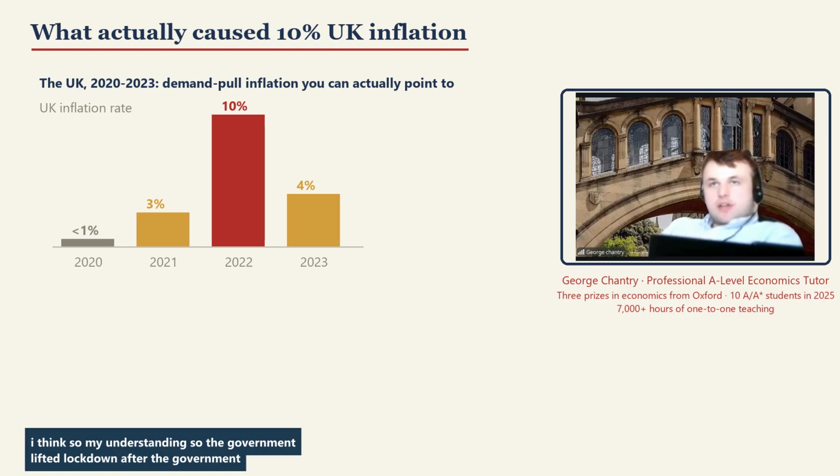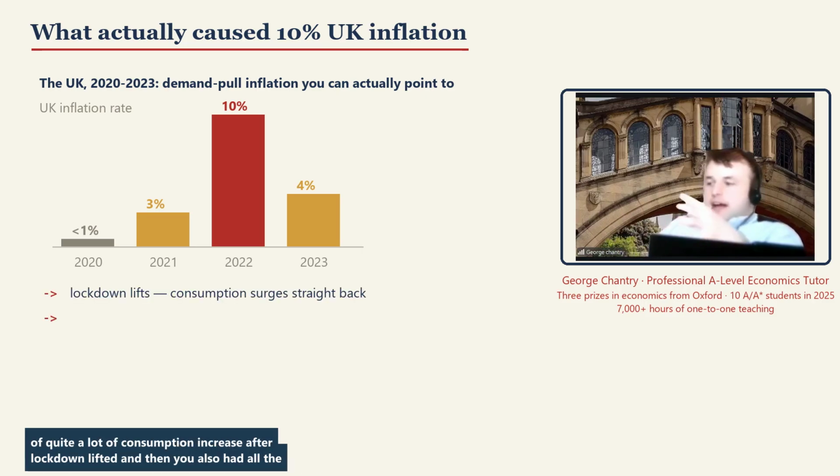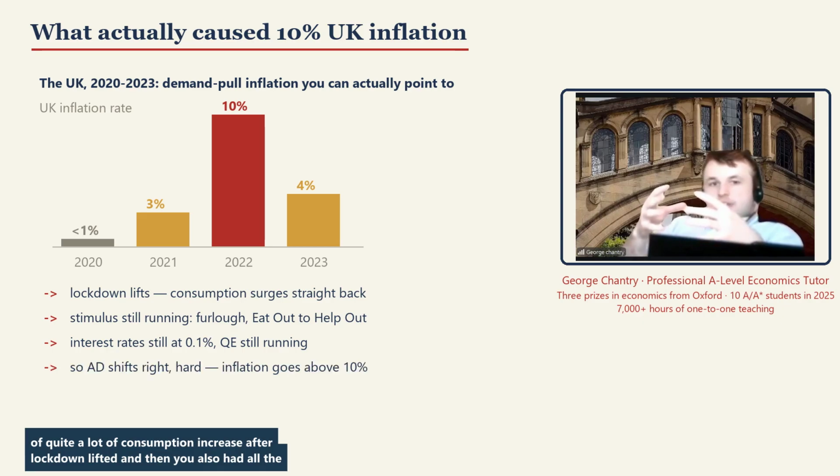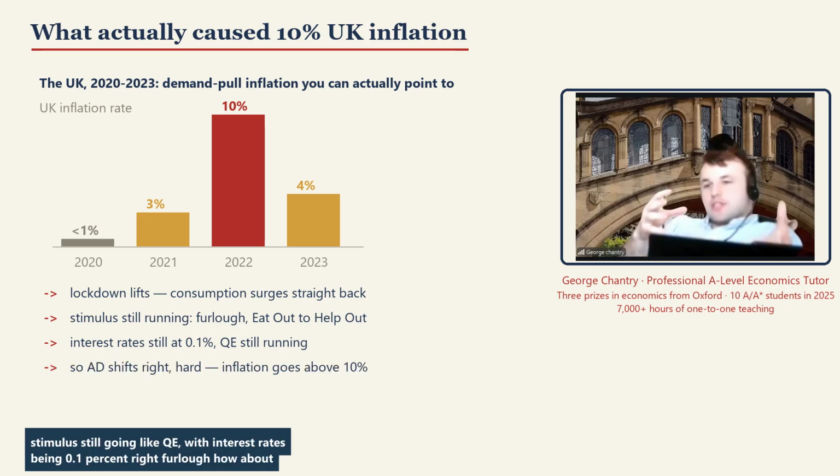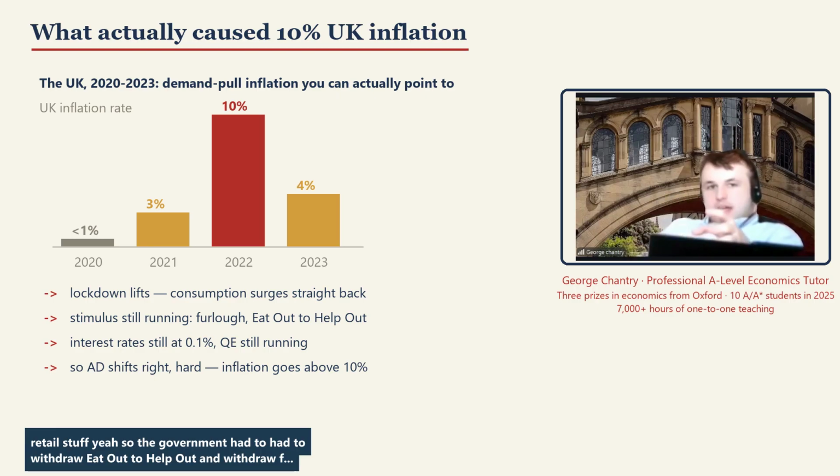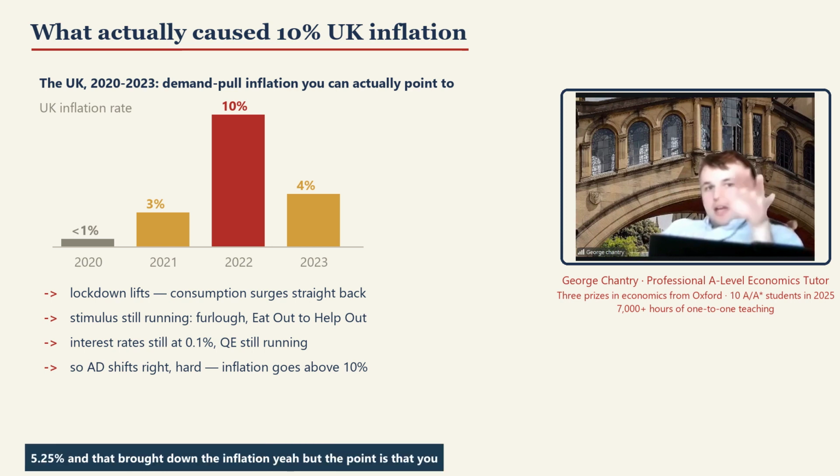My understanding is that after the government lifted lockdown, there was about a few months later 10% inflation, because you had the combined effect of quite a lot of consumption increase after lockdown lifted. And then you also had all the stimulus still going, like quantitative easing, interest rates being 0.1%, furlough, help out to retail and stuff. So the government had to withdraw help out to retail and withdraw furlough, which was contractionary fiscal. And then they also had to raise interest rates up to 5.25%. And that brought down the inflation.